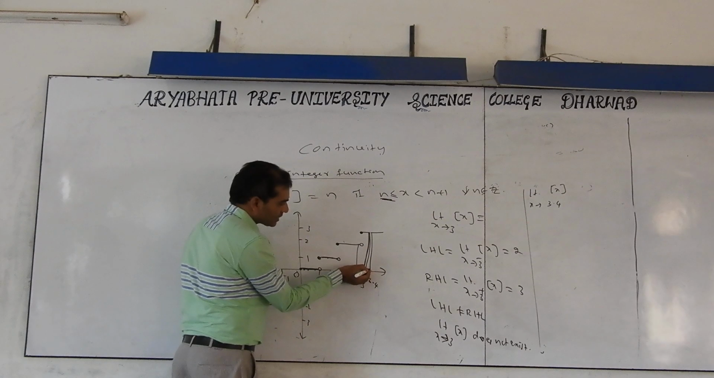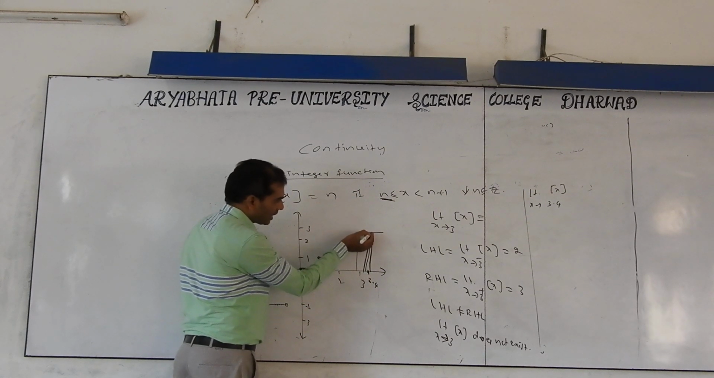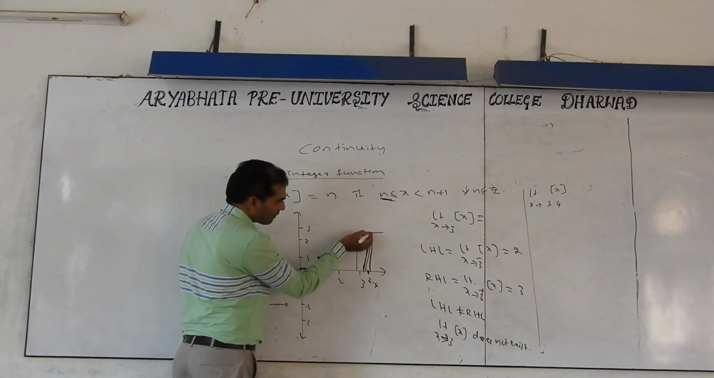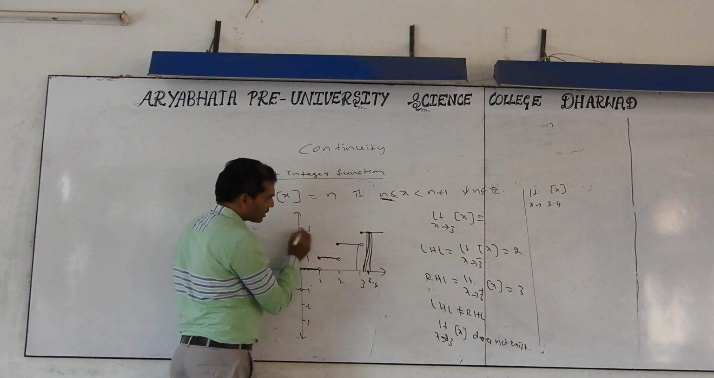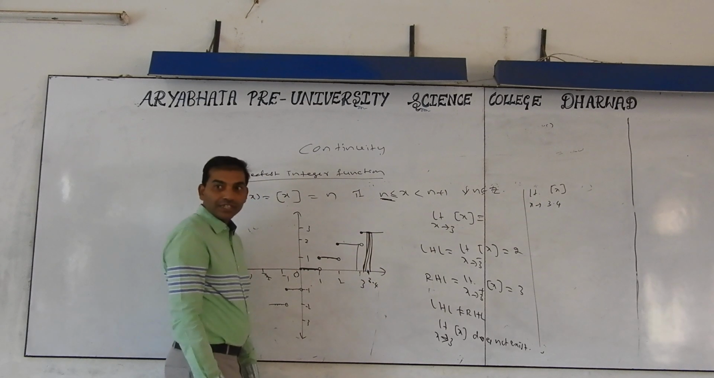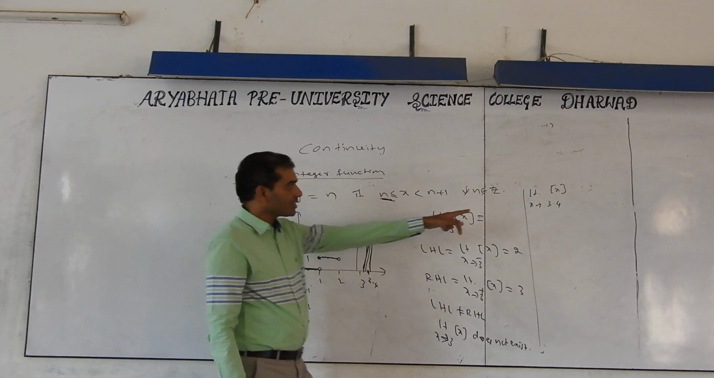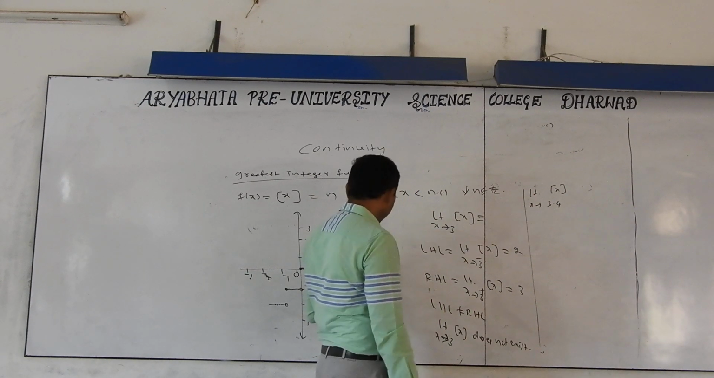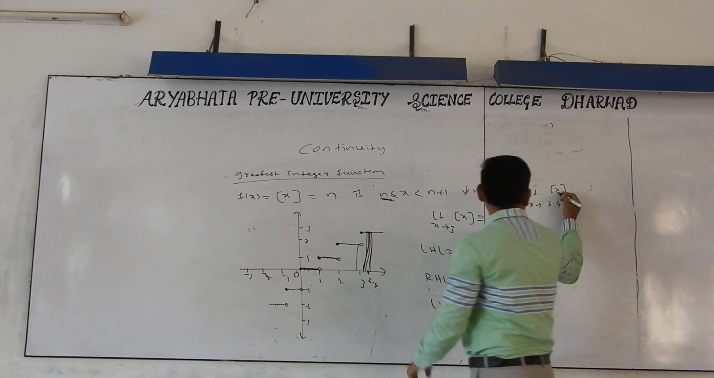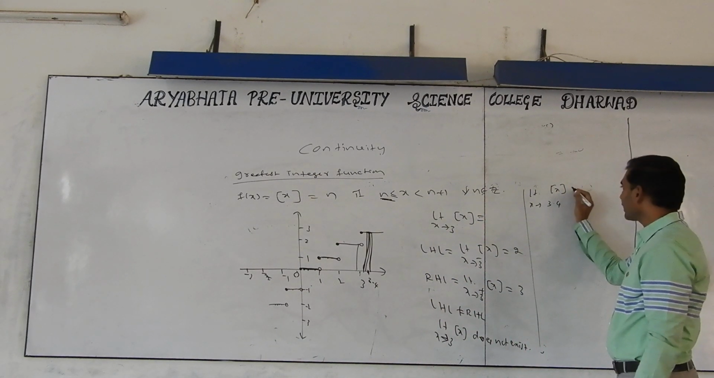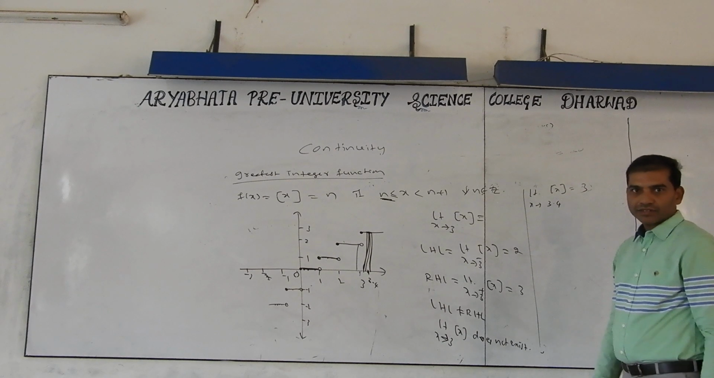The right neighborhood of 3.4 is 3 only, and the left neighborhood of 3.4 is 3 only. So the left and right values are the same. What is the value? 3. So the left limit and right limit are equal. Therefore, the limit exists at a non-integer point. It is not changing here. You can find it directly: at 3.4, right 3.5 or left 3.3, the value will be 3 only.